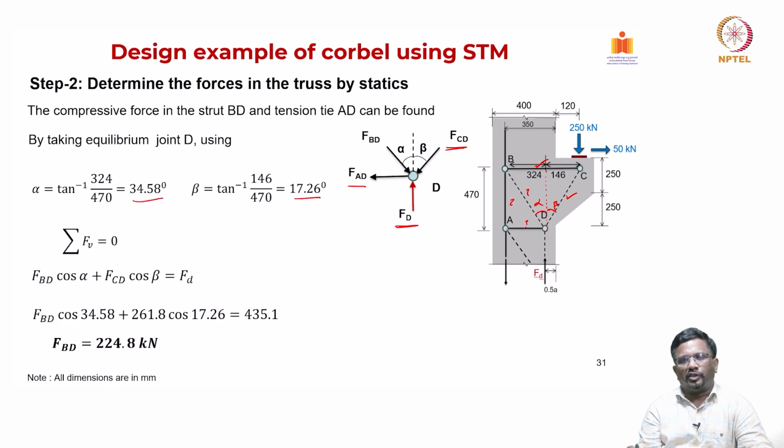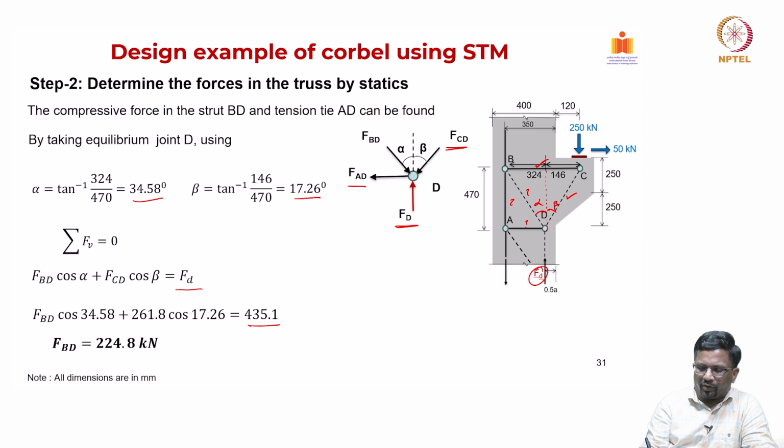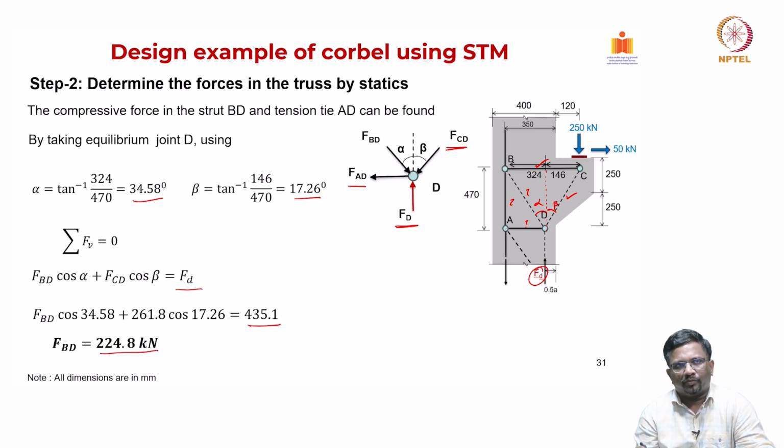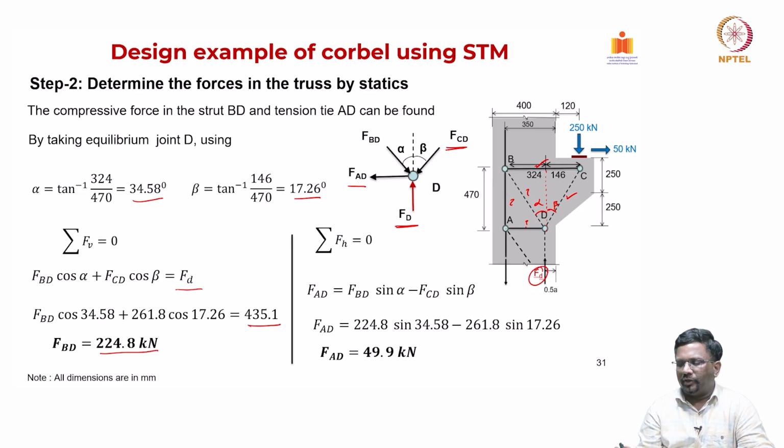Then simple statics, you can take vertical force equilibrium, FBD cos alpha plus FCD cos beta is equal to Ft that you have. What is this force? We already calculated that as 435.1. So you can get FBD as 224.8 kilonewton. Now again invoke your horizontal equilibrium and I can find out FAD, which is a tension tie force, as 49.9 kilonewton.